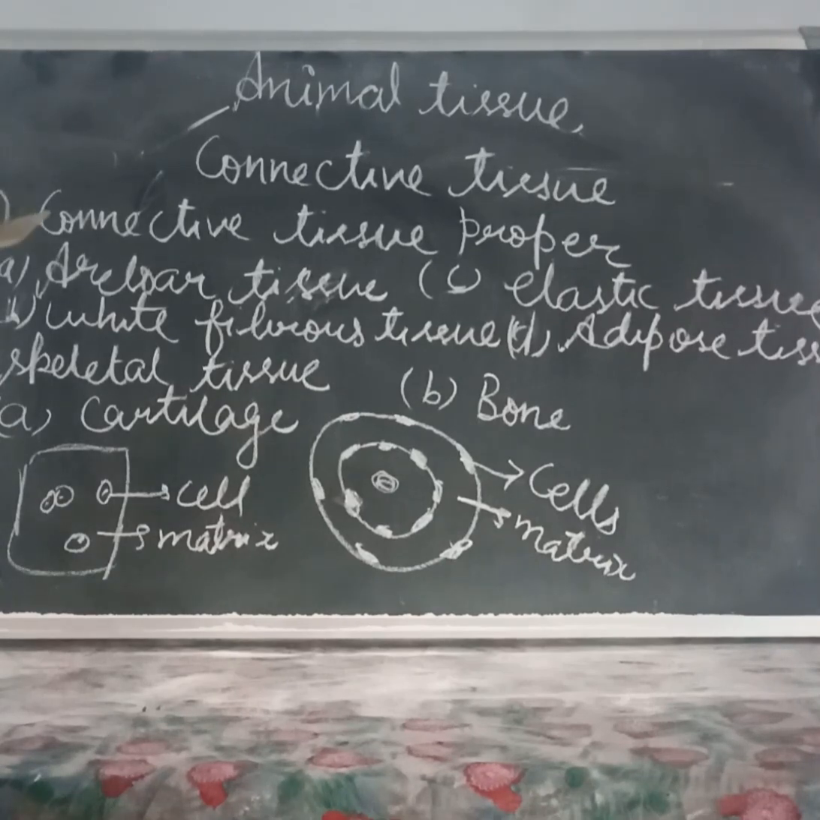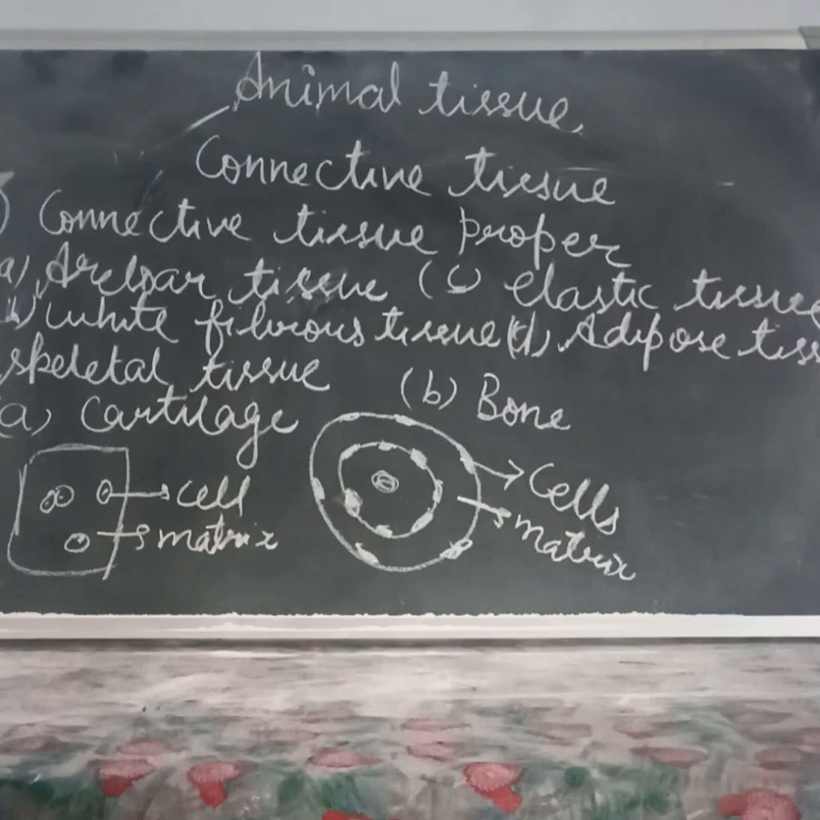Then the second one is the white fibrous tissue. As the name shows, it is white in color and the fibers are connected with each other by a cementing substance. It also has only a few cells and little matrix. It connects muscle to bones. As you can see, tendons are there.